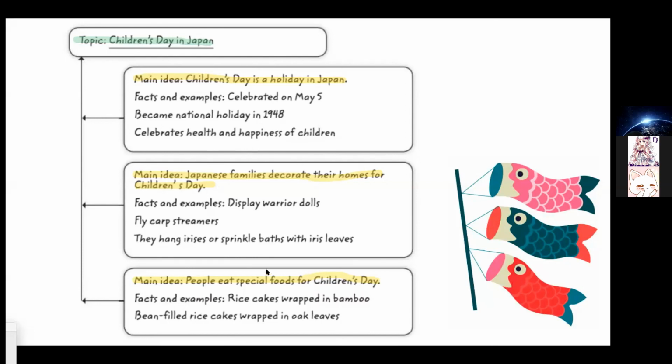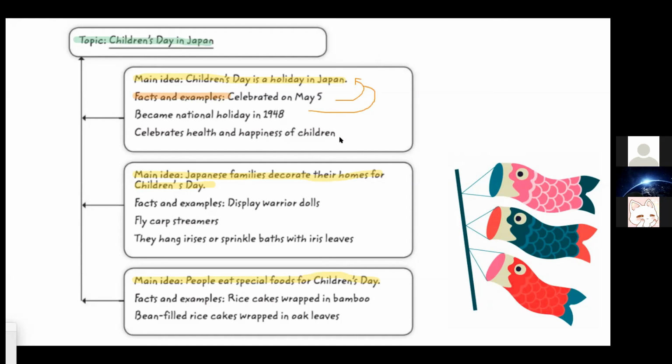Can you read our facts and examples for main idea number 1? It is celebrated on May the 5th. What else? It became the national holiday in 1948. Celebrates health and happiness of children. So all 3 of these facts and details tell more about Children's Day is a holiday in Japan. Good job.